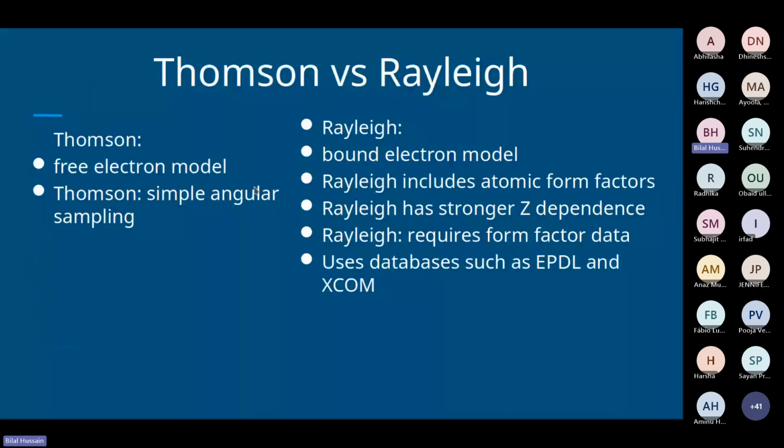Compton is a simple angular sampling because nothing else is necessary, no Z value, nothing else. We simply use the theta value and sample it, but that gives rise to a very constant value always. Whereas Rayleigh scattering is a bound electron model. Rayleigh includes atomic form factors. Rayleigh has a stronger Z dependence, that means Z squared dependence, and we need form factor data from the EPDL table or XCOM values.